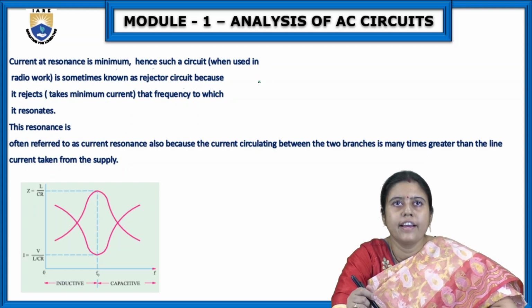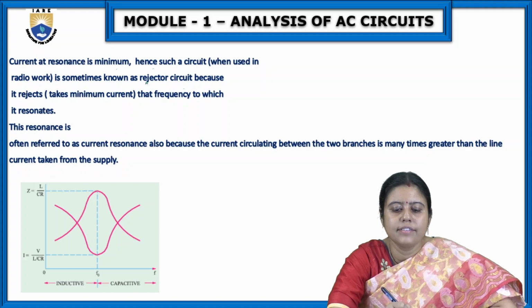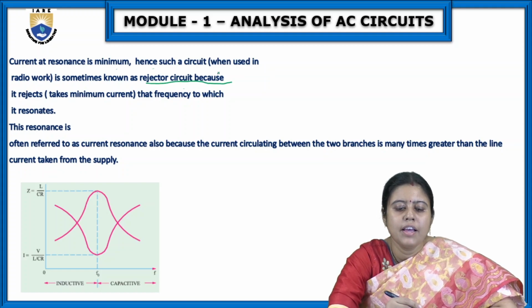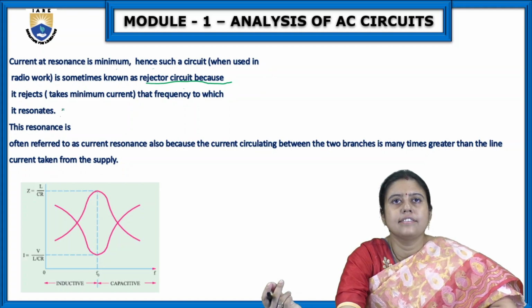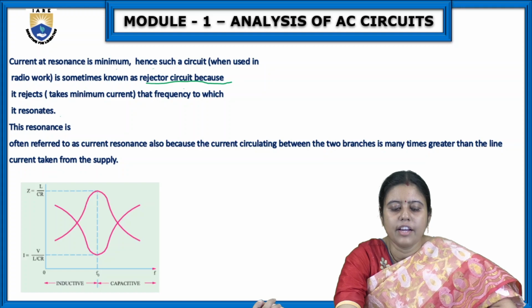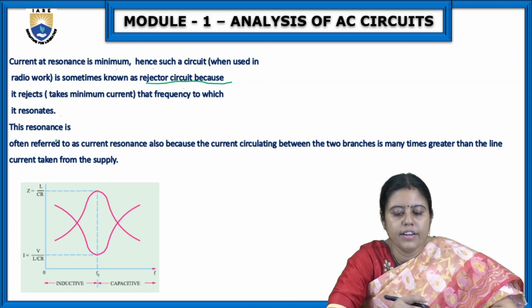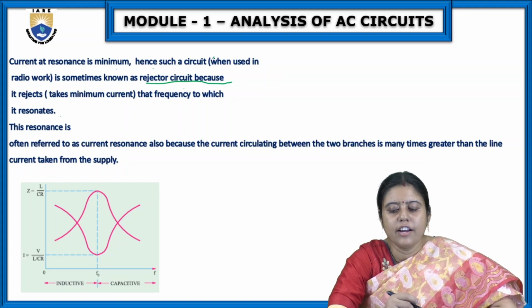Hence, such a circuit used in practice is known as a rejector circuit, because it rejects the frequency at which resonance occurs. As in this type of circuit the current is minimum, we can think that the circuit is not working properly. So this circuit is basically known as the rejector circuit.